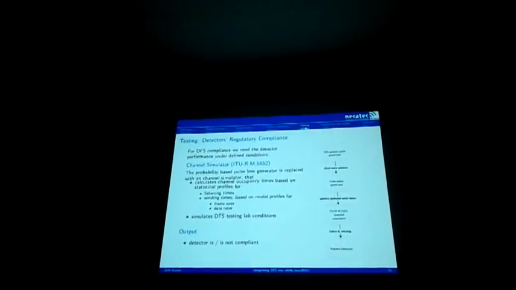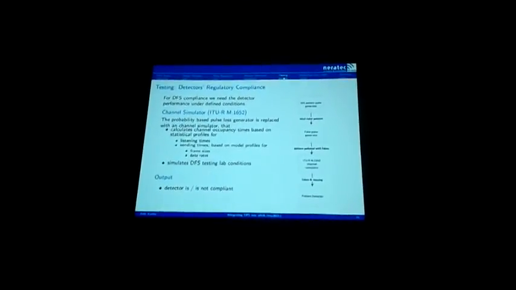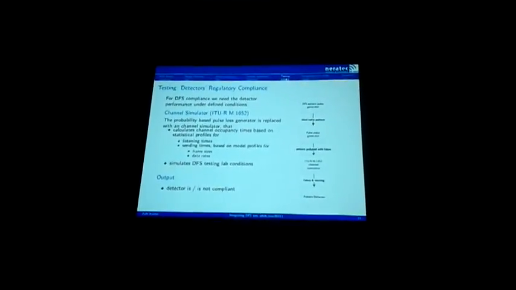We evaluate this by implementing a channel simulator that is based on an ITU recommendation. This recommendation works with a model to give listening and sending times. What we did basically is replace the pulse loss module with the channel simulator to have simulated testing lab conditions for DFS. The output is: is your detector compliant or not?